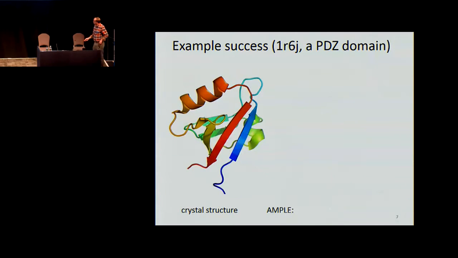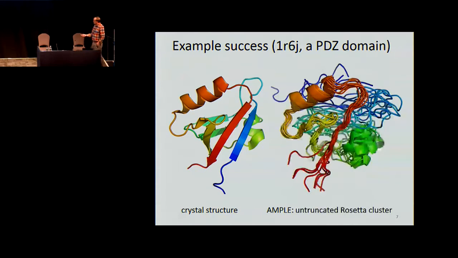Just to give you an idea of what these look like, here's one of the targets we solved successfully. AMPLE produced this cluster, and you can see straight away that some regions like the red and the orange here are quite similar between that set of models. Other ones, the blue at the back, are very variable. And like I say, it's a sign that the blue area is less reliable and the red area looks better.